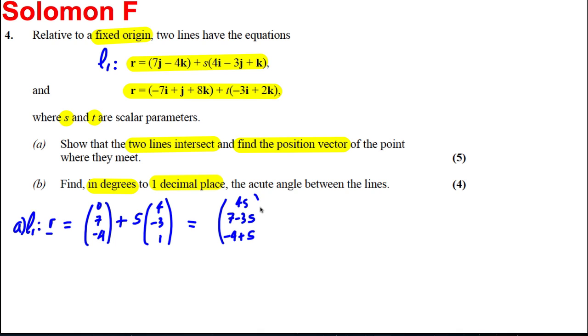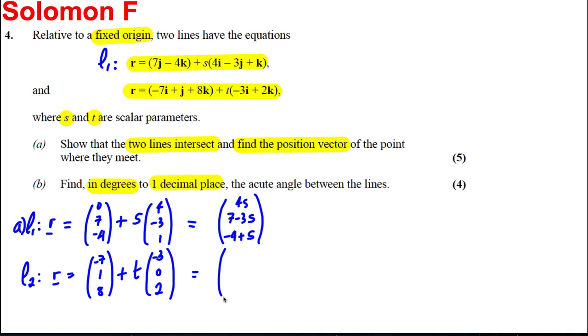plus s. Okay? And with regards to line 2, r was going to be equal to the point on the line negative 7, 1, and 8, plus t lots of, well, how many i's? Negative 3, how many j's? No j's, and how many k's? 2 k's. And combining these together, I would get negative 7 subtract 3t, 1, and 8 plus 2t. So that's always my first starting point, to write them like this.